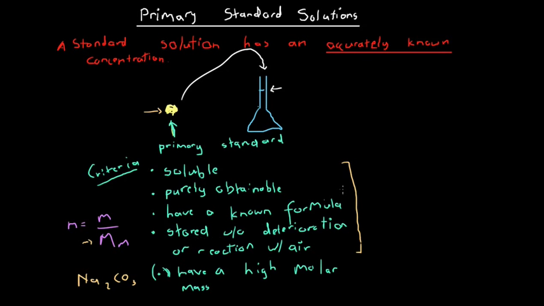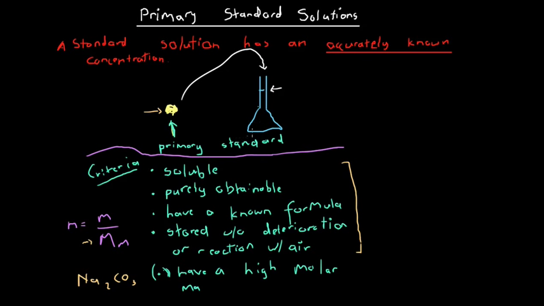So now we move on to how we actually create the primary standard solution like we've got up here. We've got our primary standard here, and we're dropping it into the volumetric flask. What we're going to do now to ensure that this primary standard solution does in fact have an accurately known concentration, there are basically some steps we have to follow. First, we put it into the empty flask.